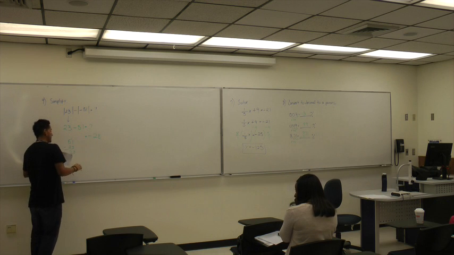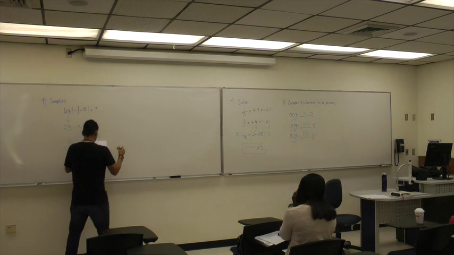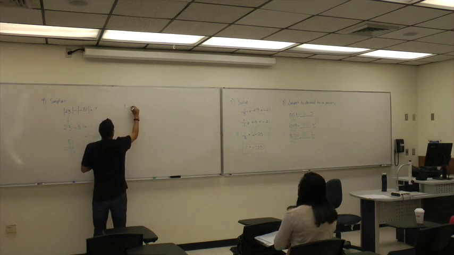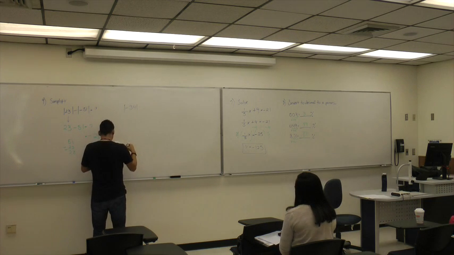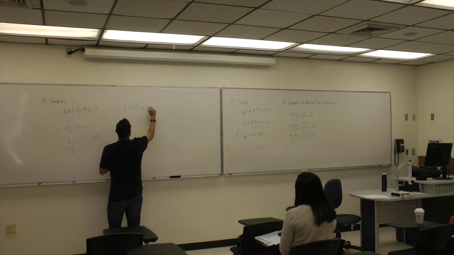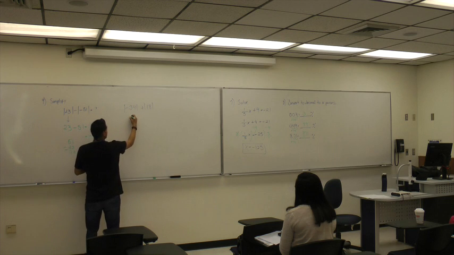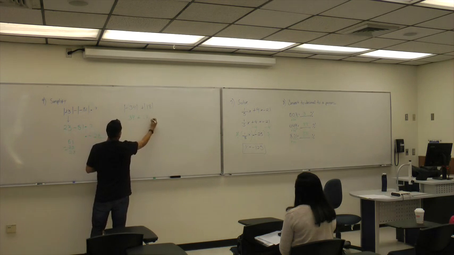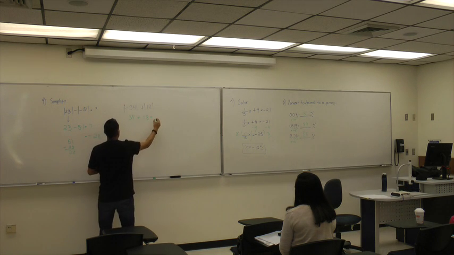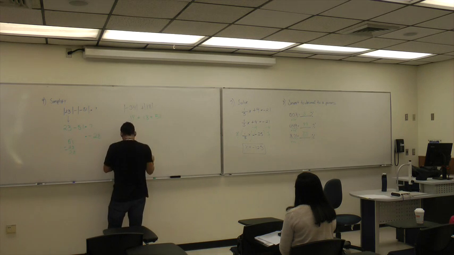All right, these are nice and simple ones. Absolute value of negative 34 is 34, plus 18. So that would be 52. That one's nice and simple.